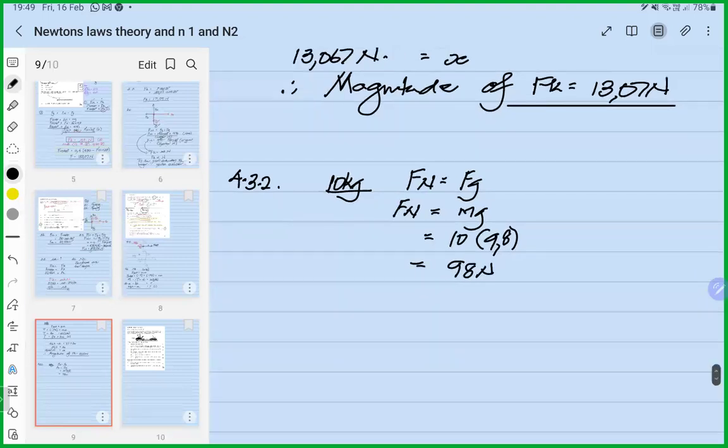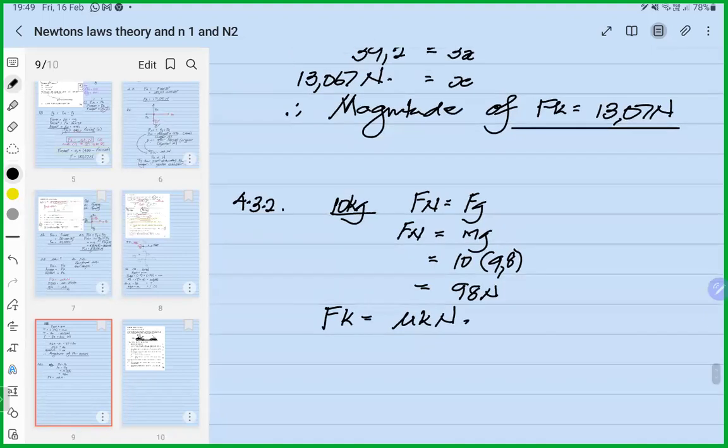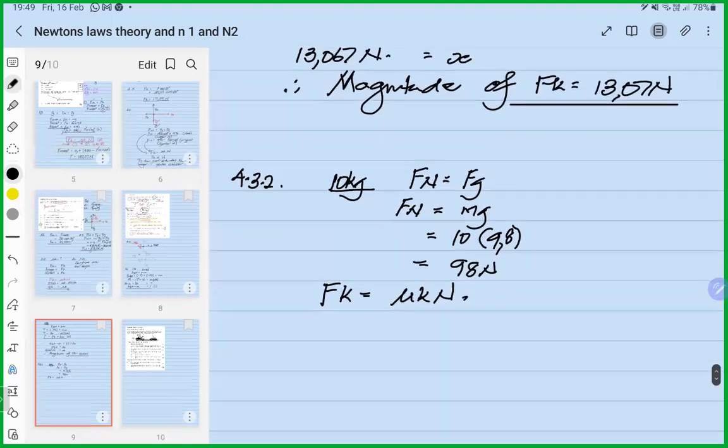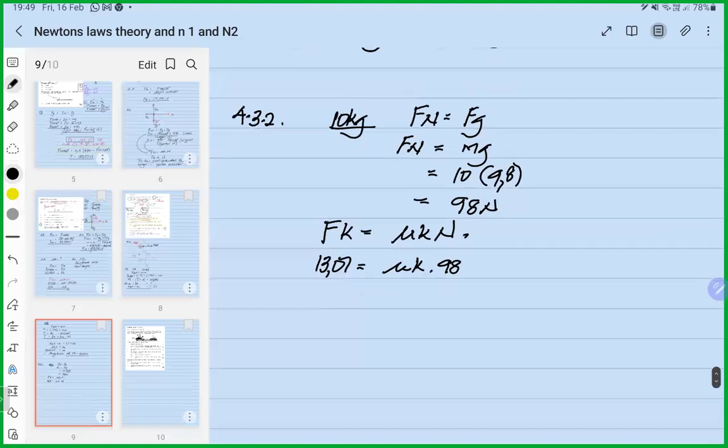To work out the coefficient of kinetic friction, you say Fk equals mu k times N. Your kinetic frictional force is 13.07, your normal is 98. 13.07 divided by 98, to 2 decimal places, is 0.13.